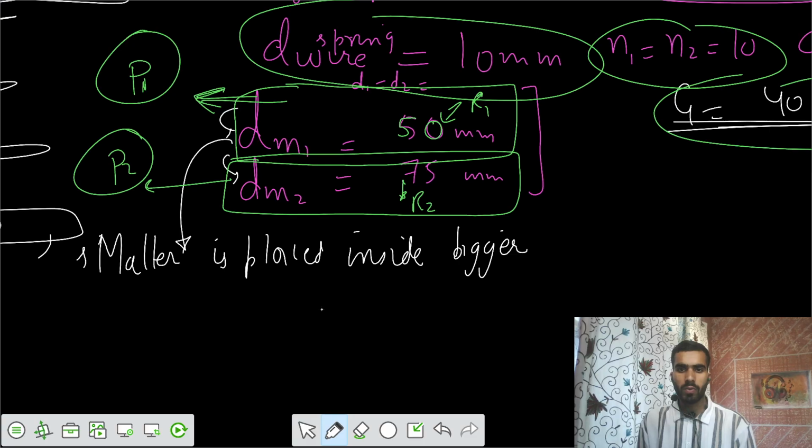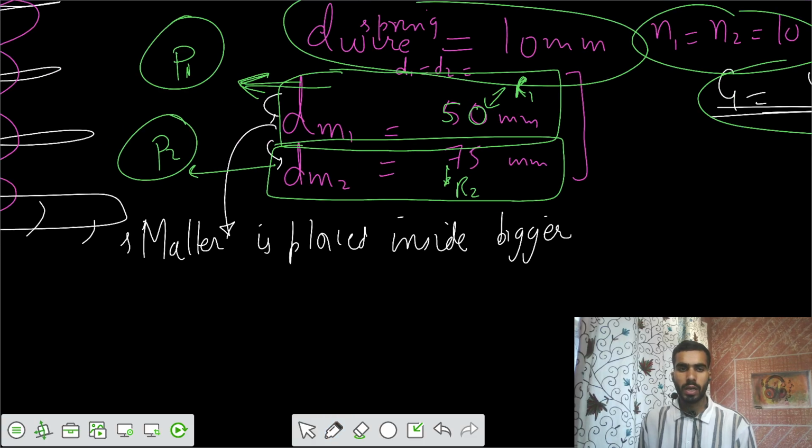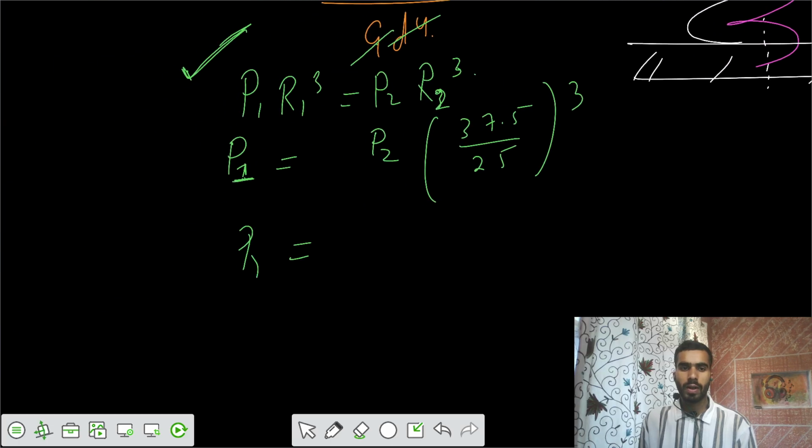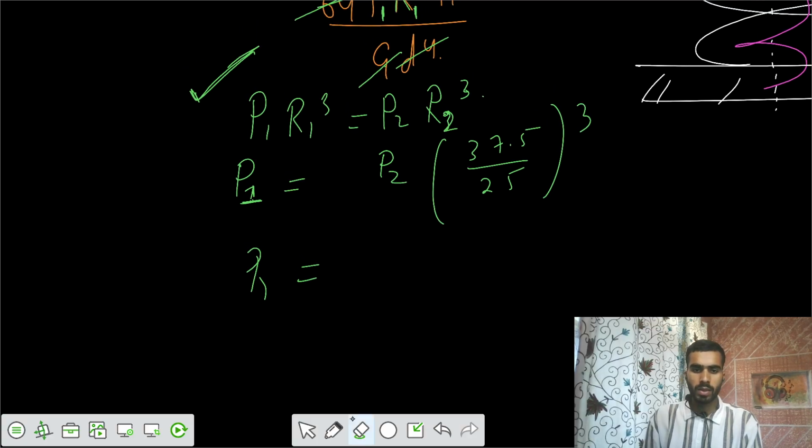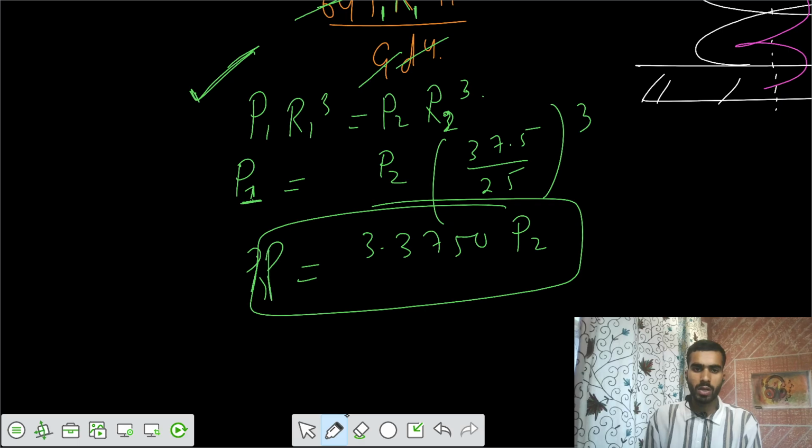And which is having r1. Okay, p1 and p2. So we got a value of p1 equals to that 37.5 divided by 25 power 3, that's 3.3750 power into p2. So we got this equation that p1 is equals to p2 times 3.3750.